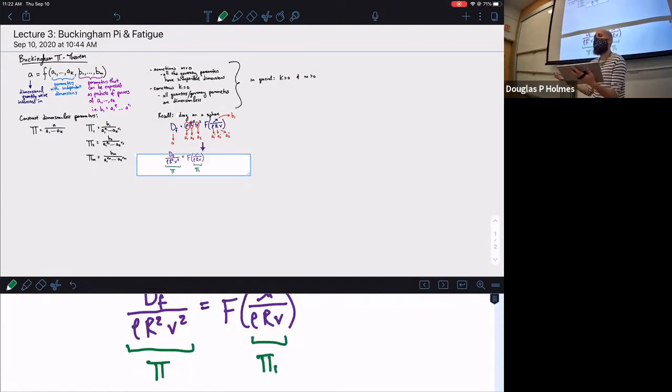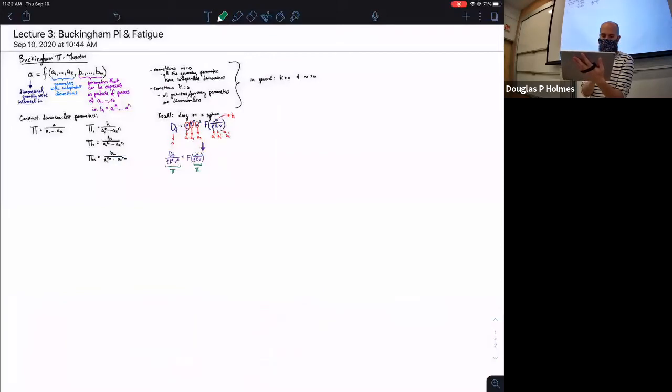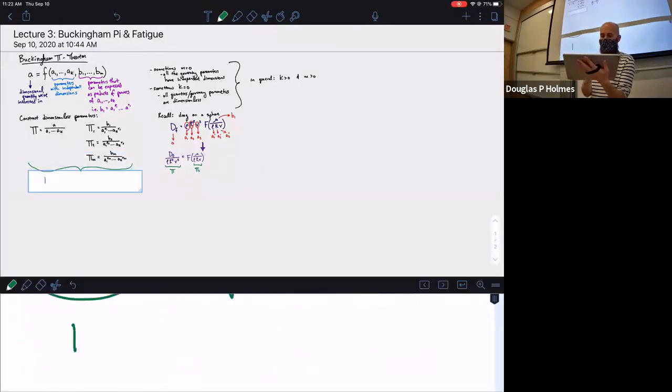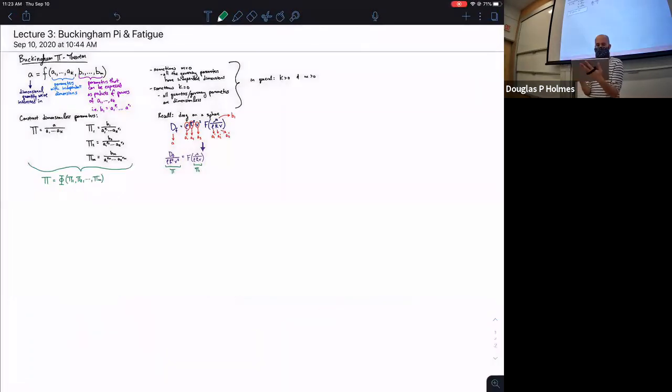Which is nice because in general, what this is trying to say is that we should be able to construct our solution to our problem as Pi, our dimensionless ratio of what we're interested in over the parameters that have independent dimensions, which would be equal to some arbitrary function. Here I'm calling it capital Psi or Phi, of Pi 1. And in general, this can be a collection of these things: Pi 1, Pi 2, up to Pi M.